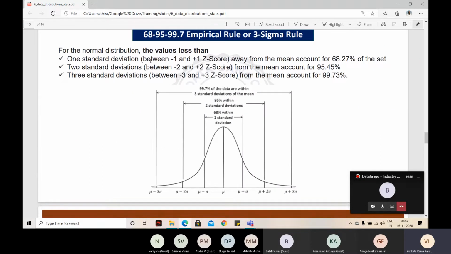So when the data is normally distributed, we call it the 3 sigma rule: within one standard deviation there is going to be 68% of the data. Within 2 standard deviations there is going to be 95% of the data.